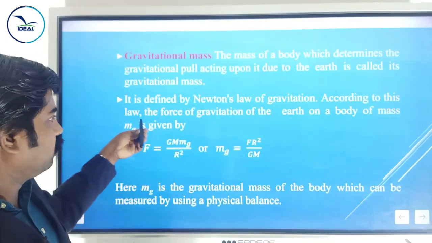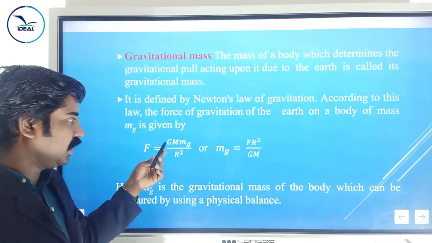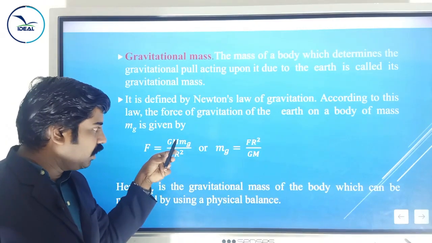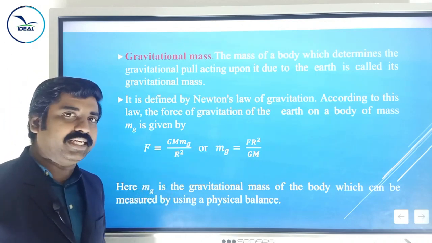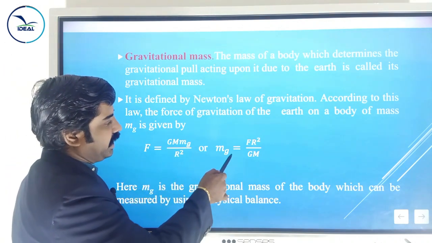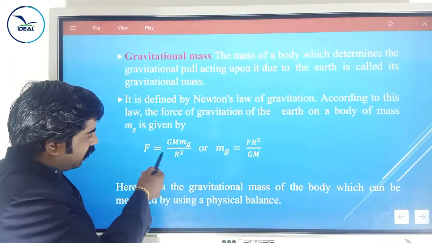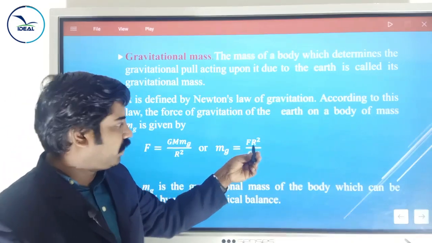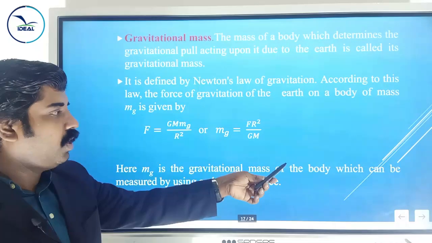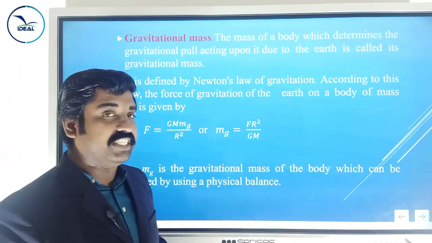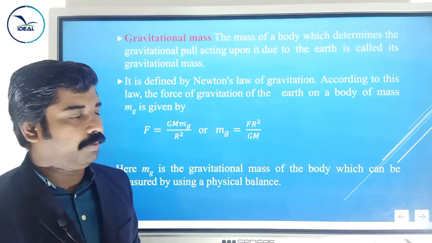According to this, the force of gravity of the earth on a body of mass m_g is given by F is equal to G M m_g by r square. Here we put m_g for denoting it as gravitational mass. From that we will get m_g is equal to F r square by G M. So this m_g is the gravitational mass of a body, which can be measured by using a physical balance. Okay, that's the difference.